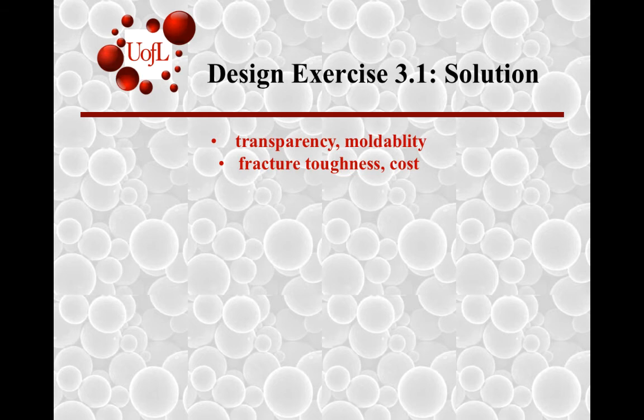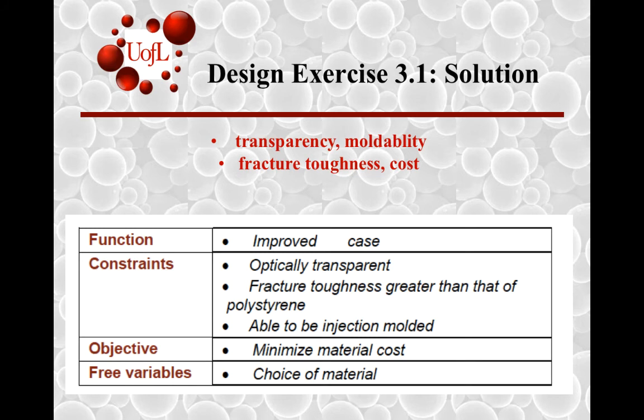Right? So for instance, you want transparency, you want moldability, and then you have to deal with fracture toughness and cost. So function is you're improving the packaging case, and the constraints are materials that are optically transparent, which are the best, so that you can showcase the product.